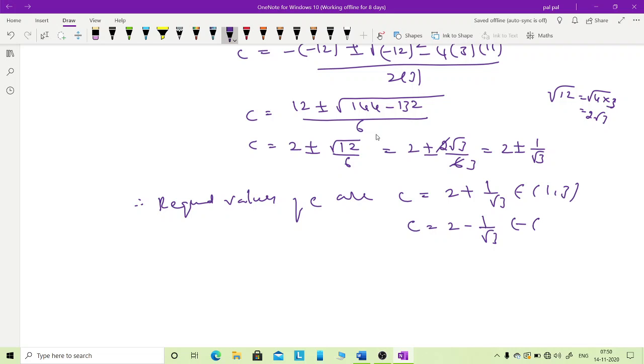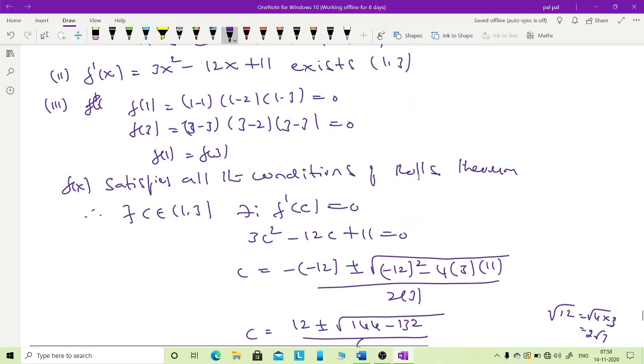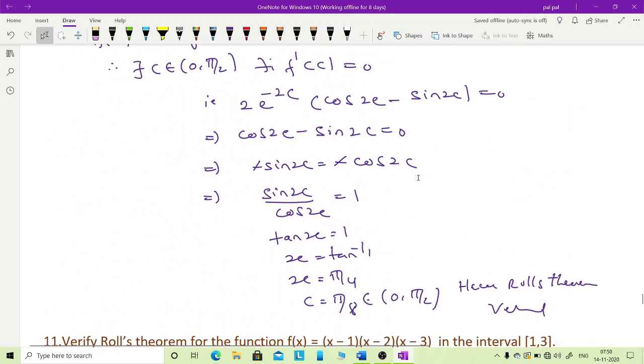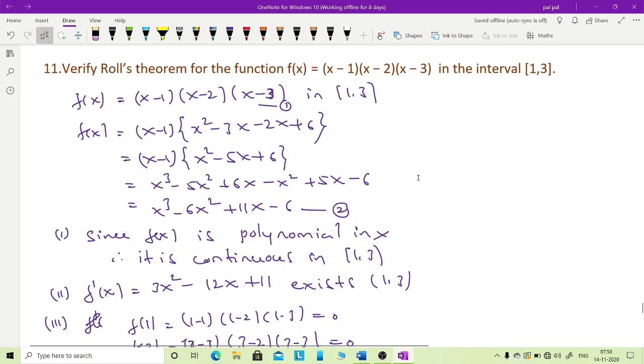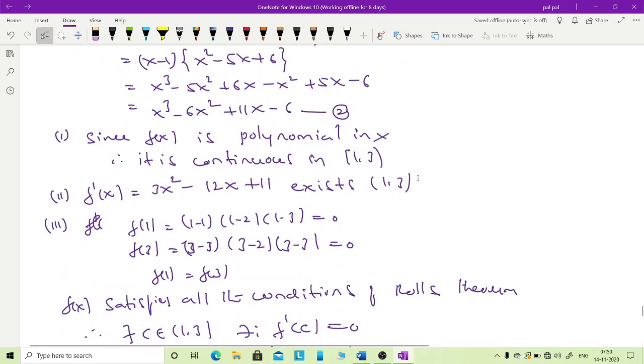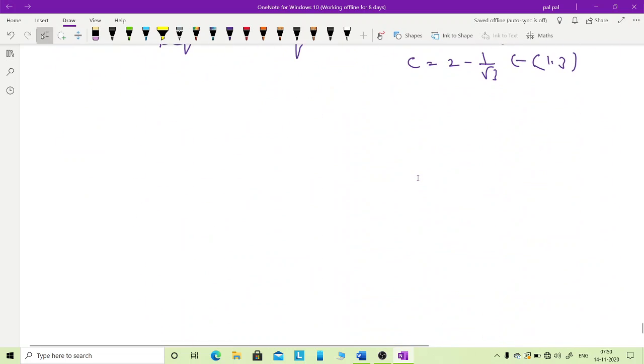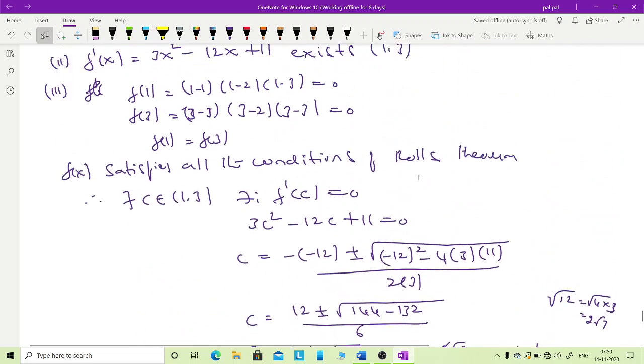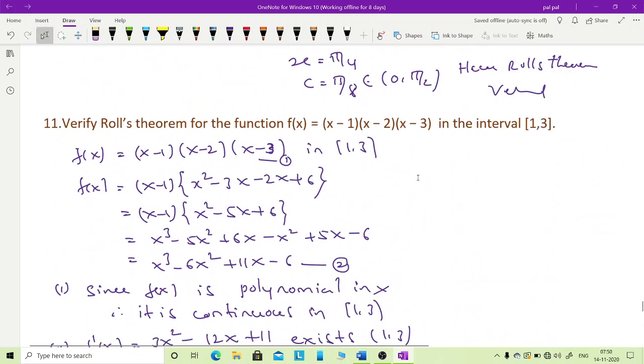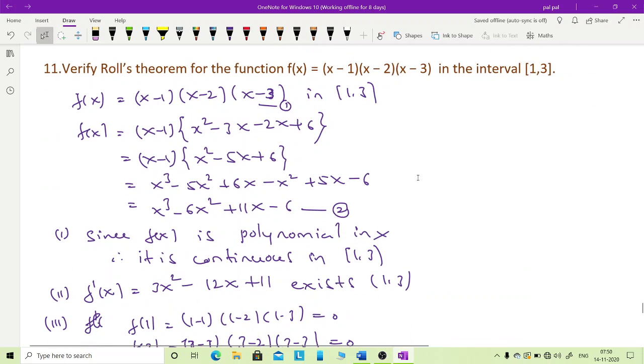So I think it's enough to complete these problems. Regarding the doubts, I am taking online classes. In that class, you can discuss the doubts on Rolle's theorem problems. Okay, I want to stop this class now.